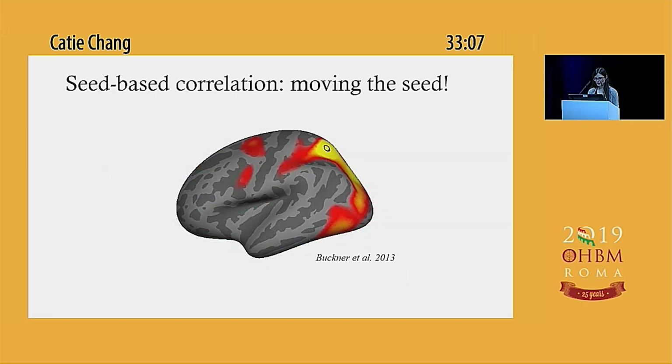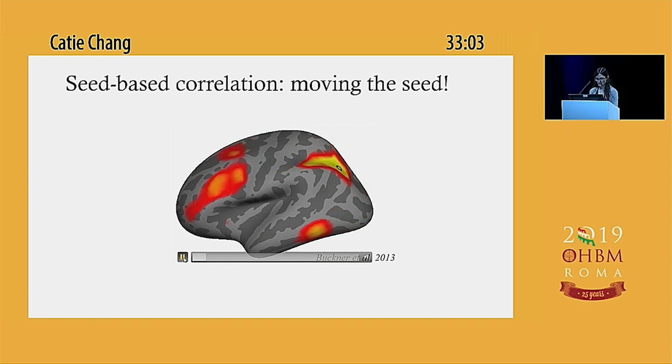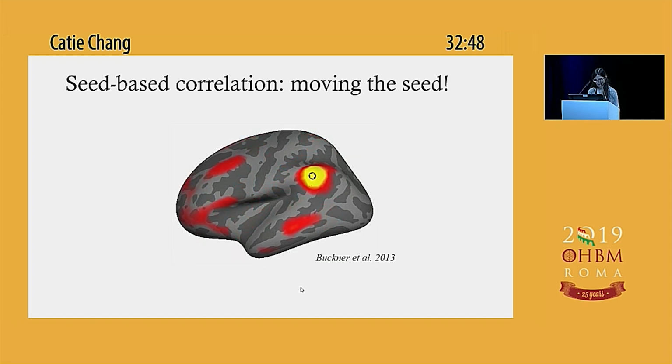And this is just a movie, if I can play it, yes, that is illustrating a similar concept. So if you move a seed region continuously across this part of the brain, we can look at the associated long-range correlation patterns, which morph around really nicely. So I just really like this visualization.